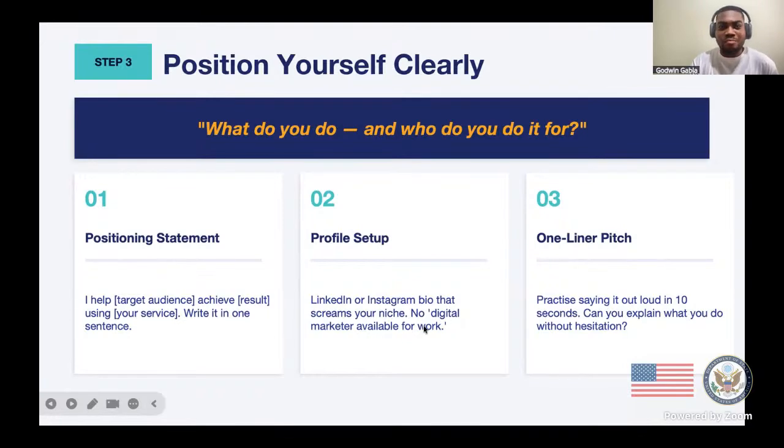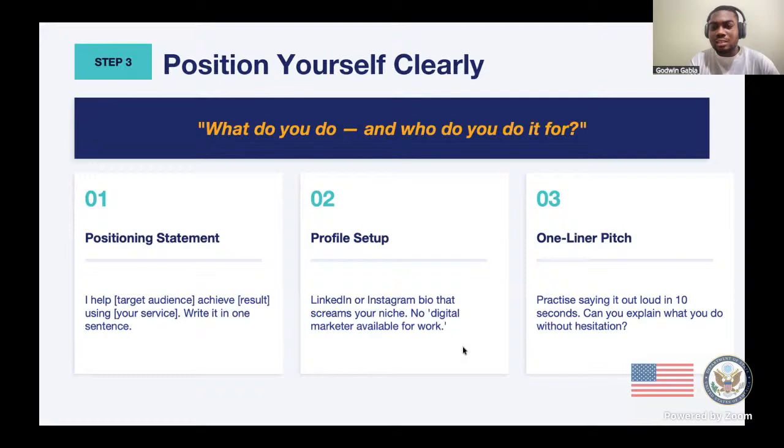That is like zero. Nobody cares about your digital marketing skills. What they care about is the results that you can produce for them, right? And who are you looking to do that for? Once it's clear like that, they come to your profile, they know this is the person I want to talk to. Then now, practice saying your one-liner pitch out in 10 seconds.